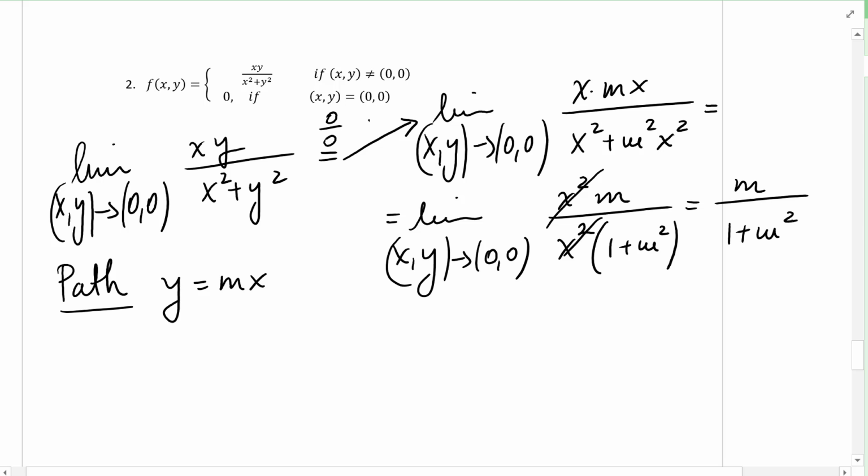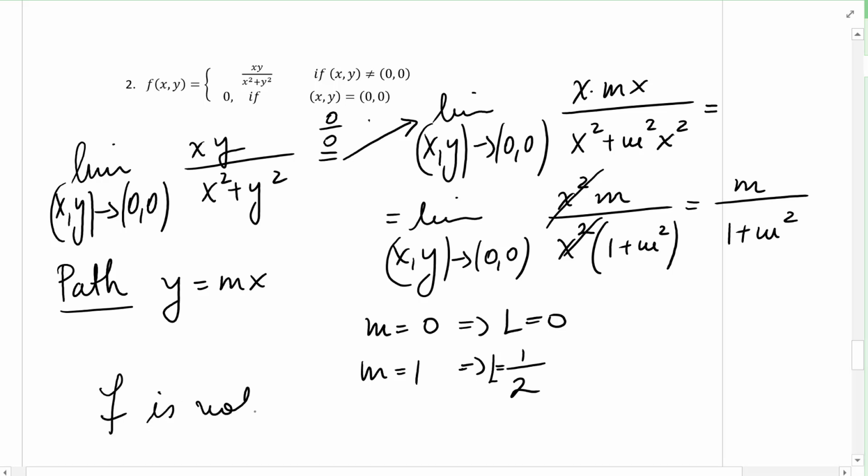So basically, if m equals 0, we get the limit to be 0. If m equals 1, we get the limit 1 over 2. Because we get all these different values, we can say that the function f is not continuous at (0, 0).